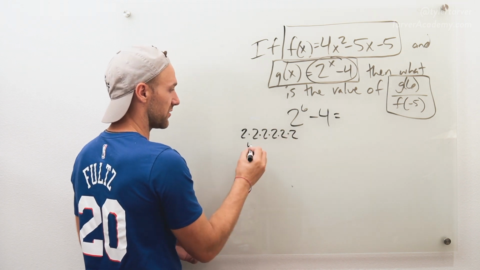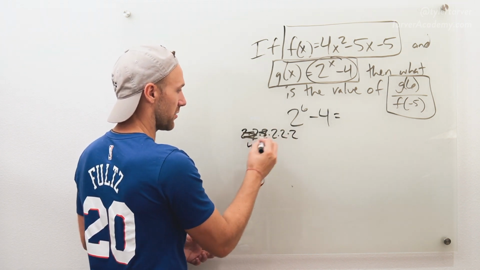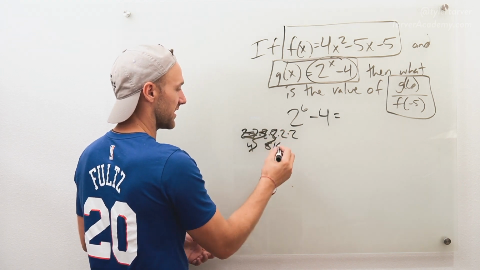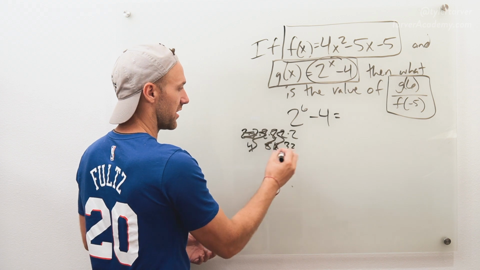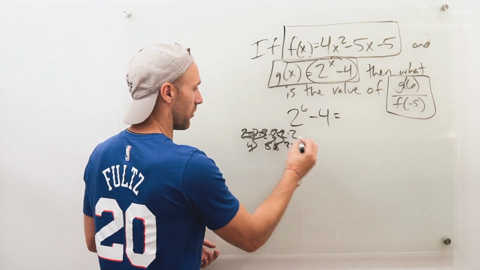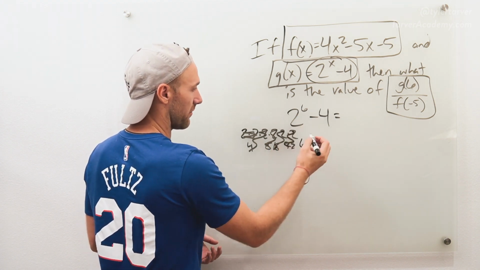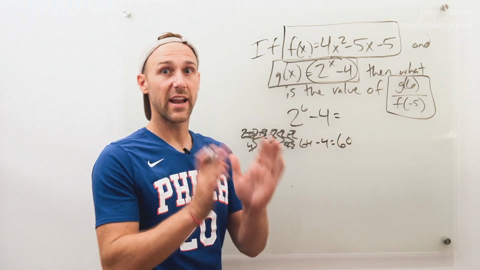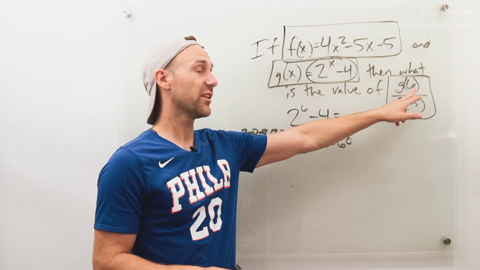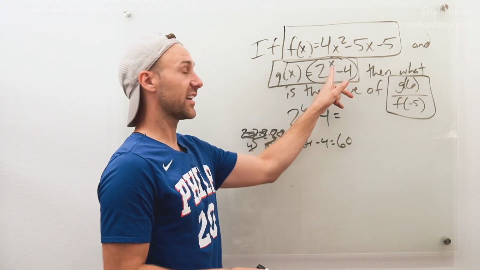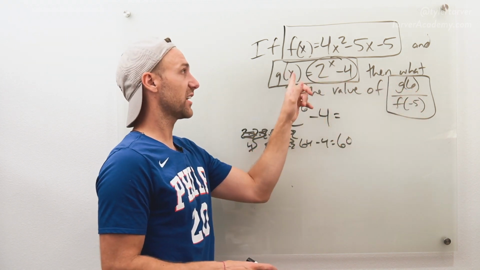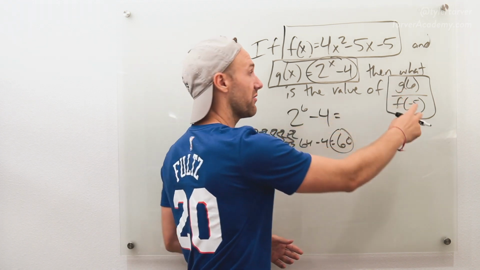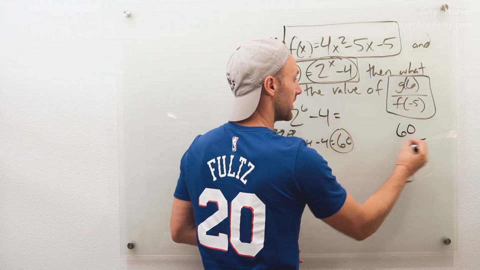So 2 times 2 is 4. 4 times 2 is 8. 8 times 2 is 16. 16 times 2 is 32. 32 times 2 is 64. So that's 64 minus 4 equals 60. Okay? Now, that means that when I plug 6 in, this actually equals 60. So I know my top number over here is going to be 60.